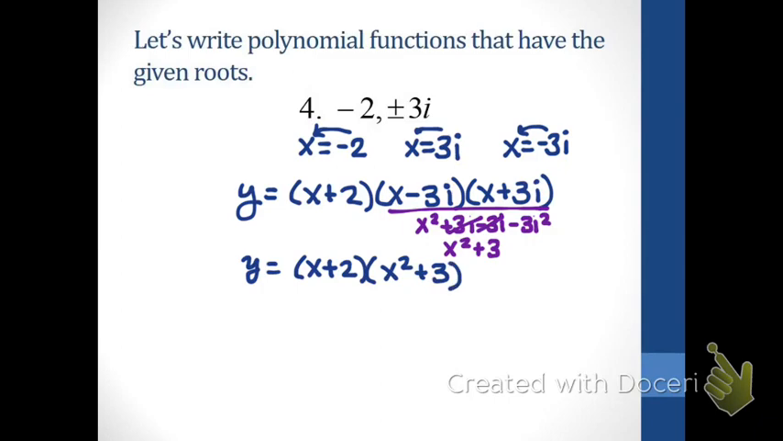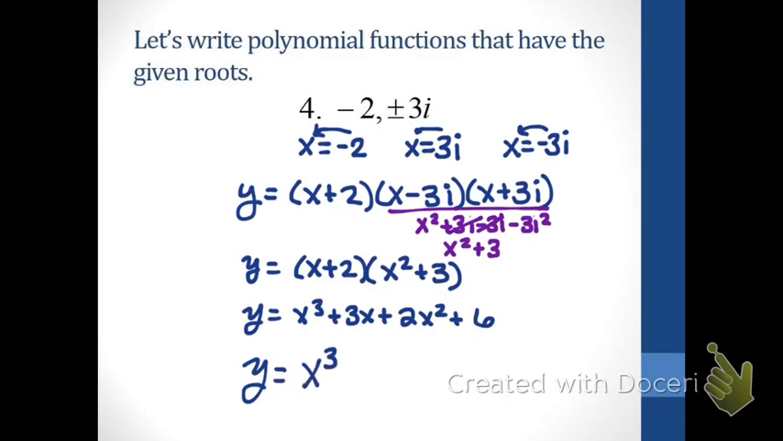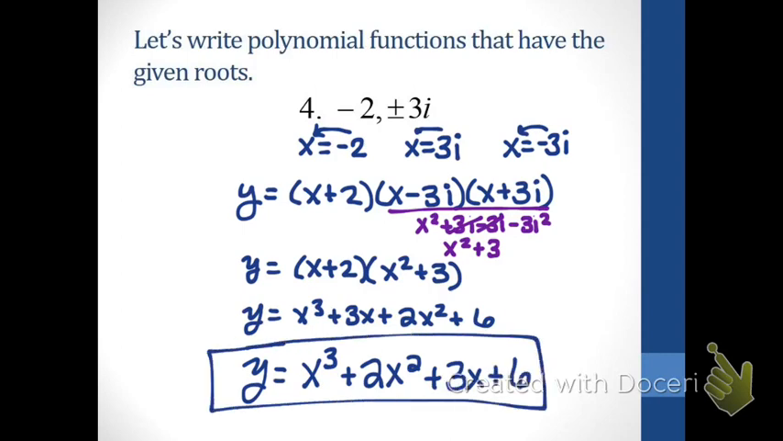So now we multiply again. So we get x to the third plus 3x plus 2x squared plus 6. And now write in descending order. So x to the third first, then 2x squared, then 3x, then 6. And there's my final answer.